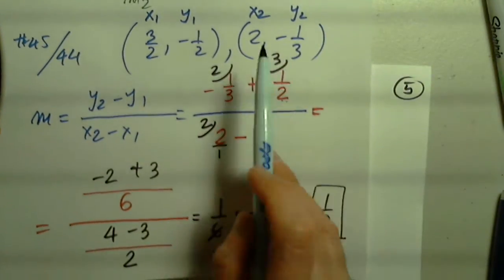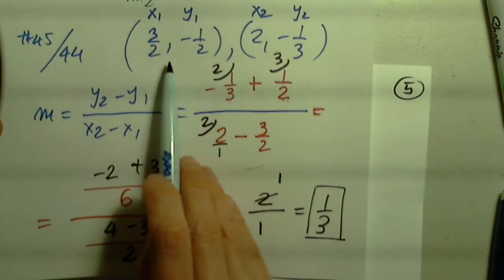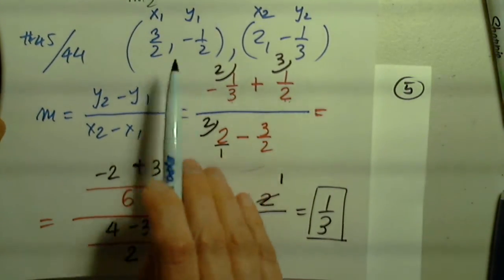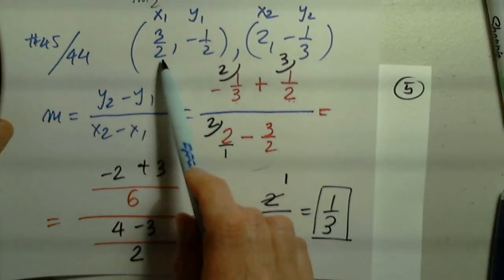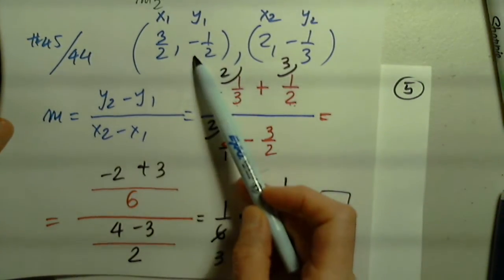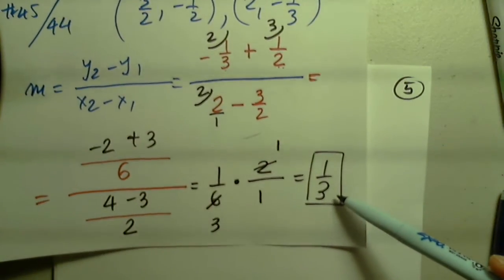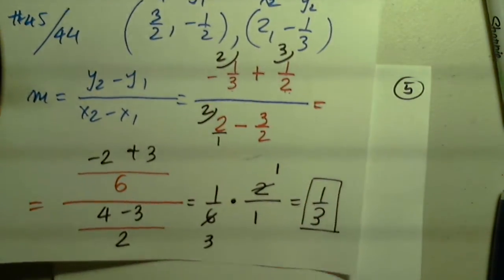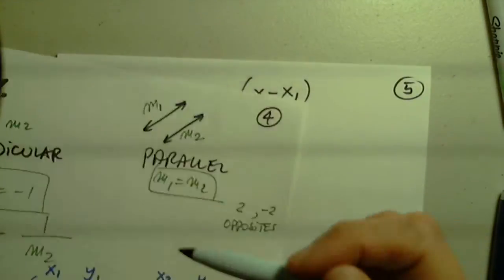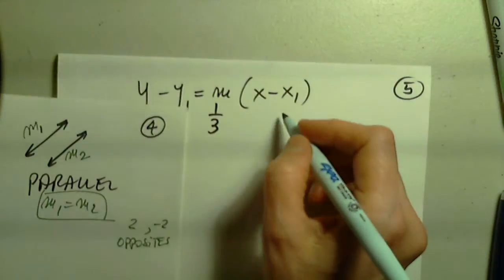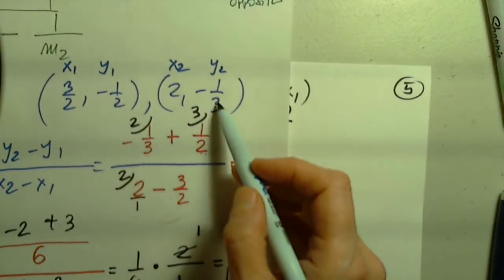You either want to pick this one because it has only one fraction, or you pick this one because, well, doesn't matter. They have the same denominator. It's up to you. You want to pick point 1 or point 2. It doesn't matter because we used both to find the slope. So point 2, x2, y2.